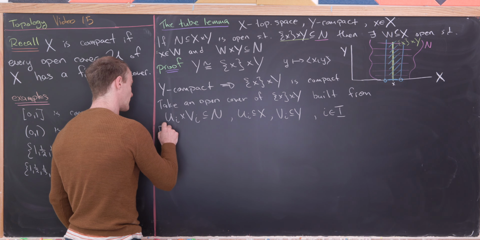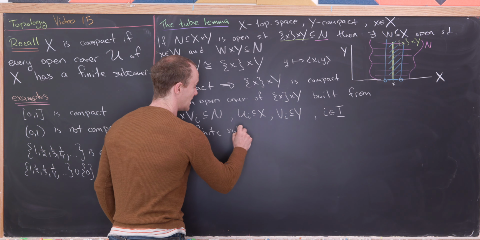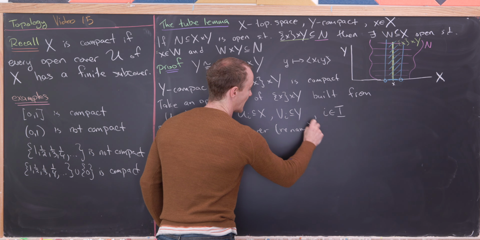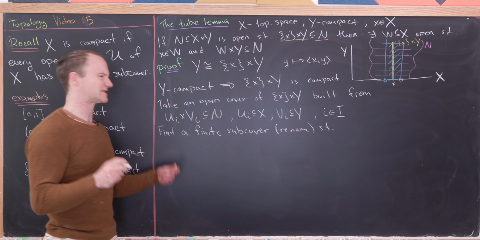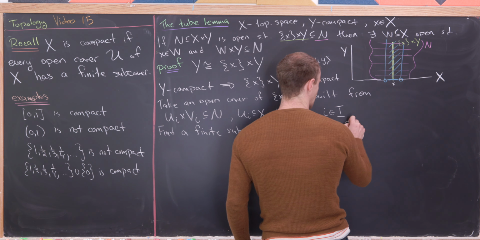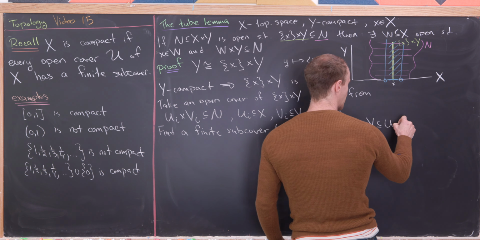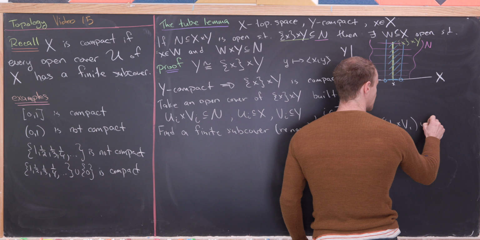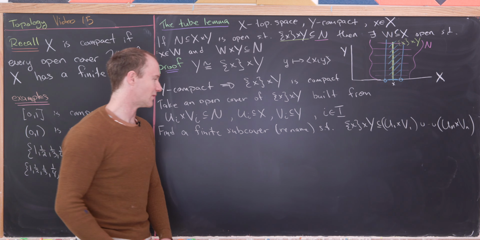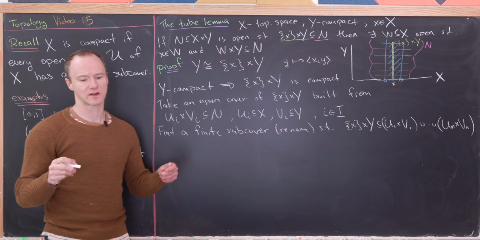Okay, so next up what we want to do is find a finite subcover, which is possible because we're within a compact set, and rename, if we have to, so that we have a simple naming scheme for this finite subcover. So let's write it down as X cross Y is a subset of U_1 cross V_1 unioned all the way up to U_n cross V_n. So that's the renaming of the sets as necessary to make them look nice.